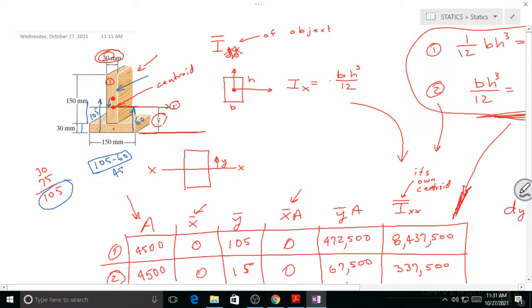Because this is the most comprehensive. It's not hard, but it's confusing. So again, I repeat, I'm finding the I about this point and the I about this point. And then I need to move to there and then move to here. So I have to do them individually, kind of separate, so that dy for this one is 45. Does that make sense?